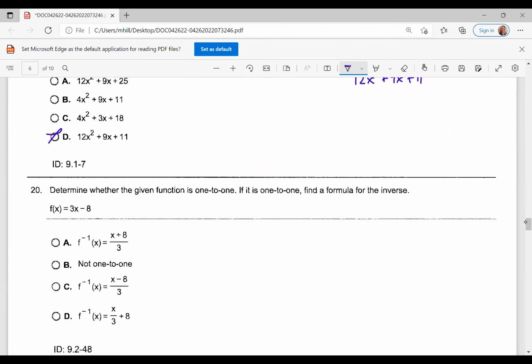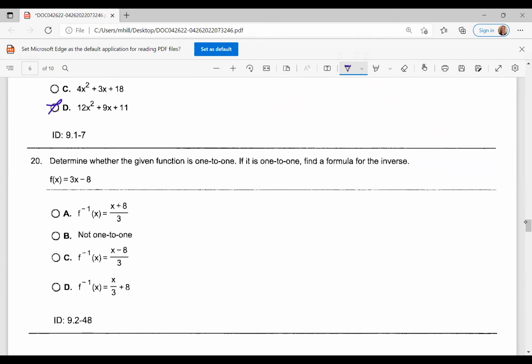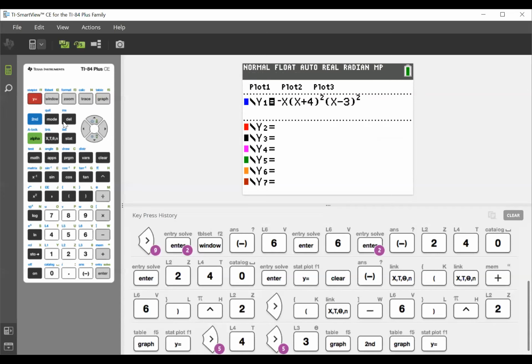Okay. On number 20, it's asking us to find the inverse. And we had some steps that we use to find the inverse. Okay. And they ask us first to determine if this is 1-to-1. If it's not 1-to-1, then there's no point in finding the inverse. And for it to be 1-to-1, it has to pass the horizontal line test. So the first thing you may want to do is go to your graphing calculator and just make sure that this thing would pass the horizontal line test. If you graphed it, it wouldn't cross over.